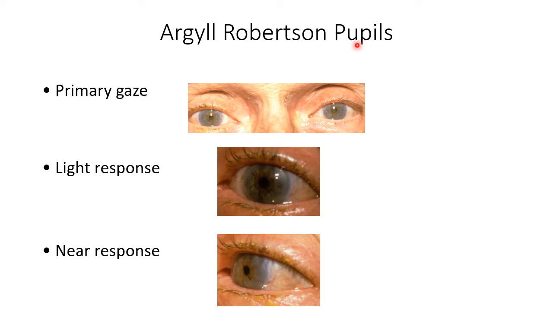The way to remember Argyll Robertson pupil is actually in the name. By a mnemonic, you can think of Argyll Robertson. So Argyll would be accommodation is retained, but the double L would stand for light reflexes lost. So accommodation retained, light lost.